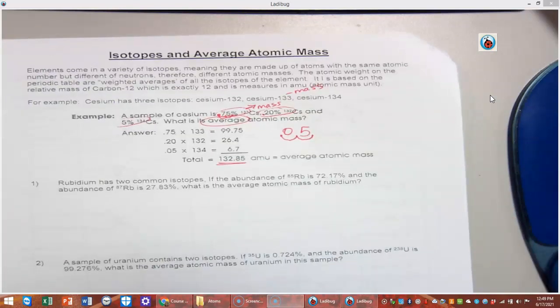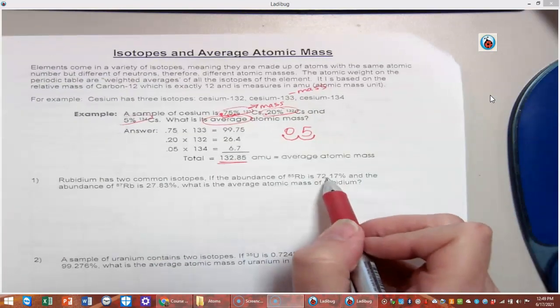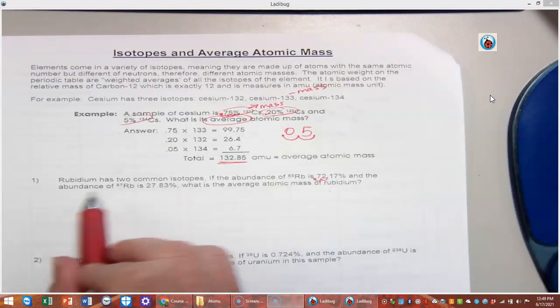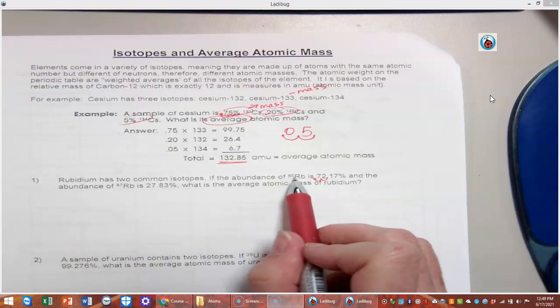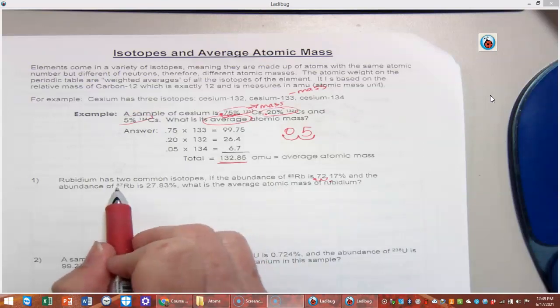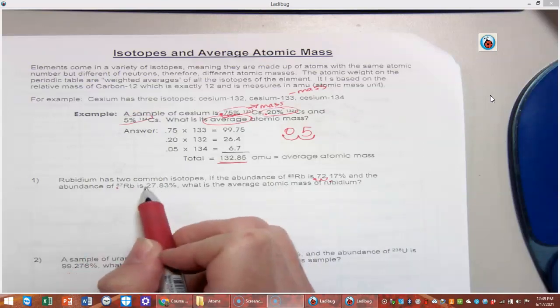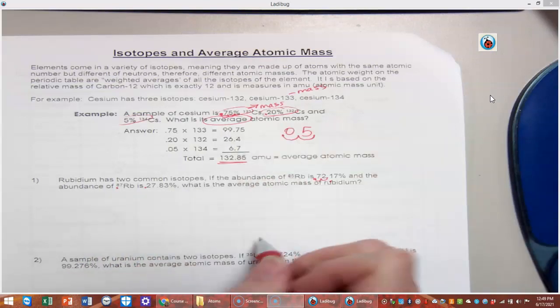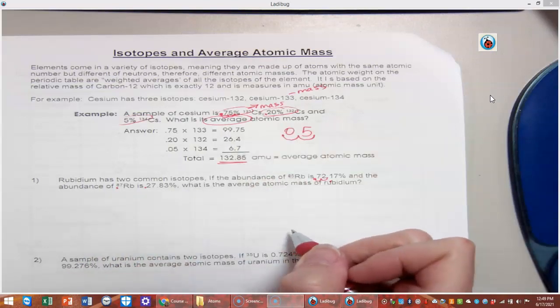So if you're looking at number 1, what are we going to do? We're going to change that to a decimal and multiply it by what? The mass. So 85 times 0.7217, okay? This one is 87 times 0.2783, okay? Set it up like this, do the math, add them together, okay?